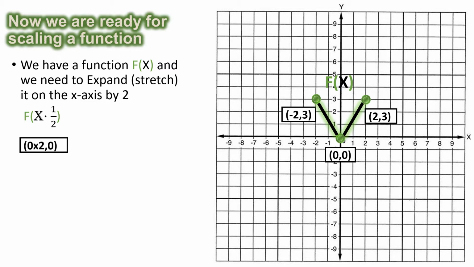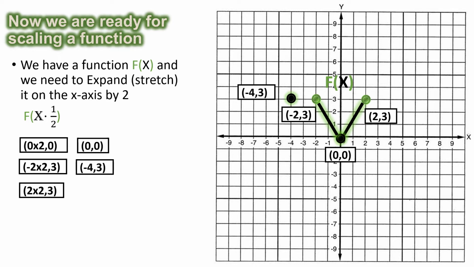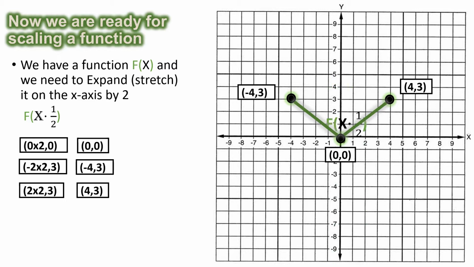So the first point will be 0 times 2, will be 0 and 0. And the second point, -2 times 2, and the y will remain the same, will be -4 and 3. Then the third point, 2 and 3, 2 times 2, will be 4 and 3. This is f of x times half.